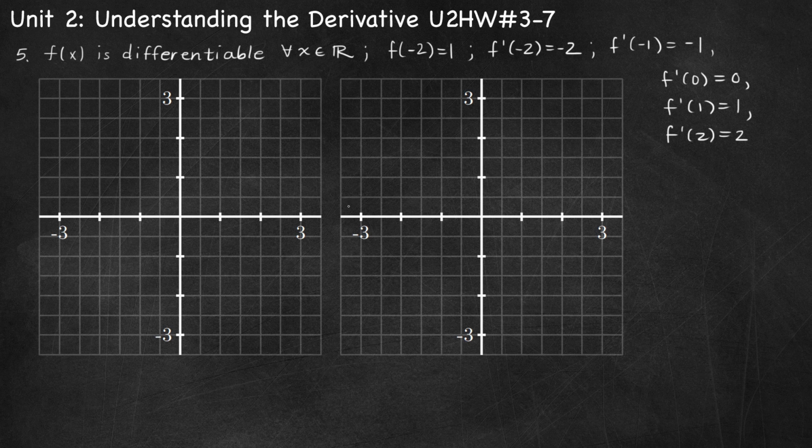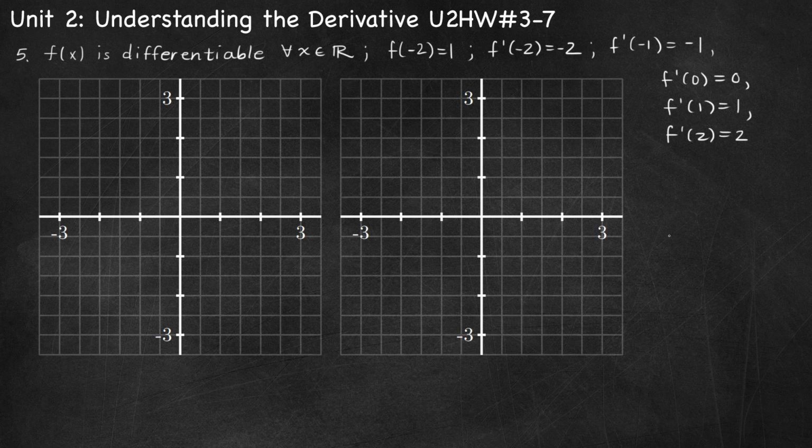Number 5, we're given some clues about a function f of x, and we're asked to sketch a possible graph of f, and then a possible graph of f prime. So we're told f of x is differentiable for all x in the set of real numbers. That means that the derivative exists at all x values. So when we draw our derivative graph, we're not going to have any holes in the graph, no asymptotes, no jumps. It's just going to be connected across our entire domain.